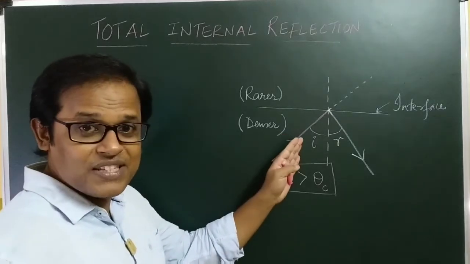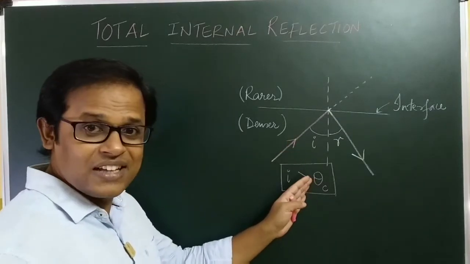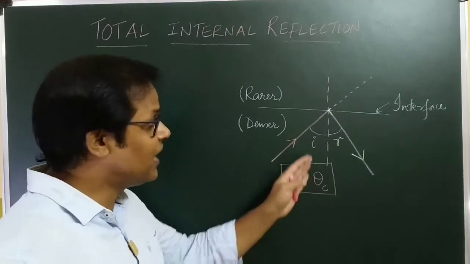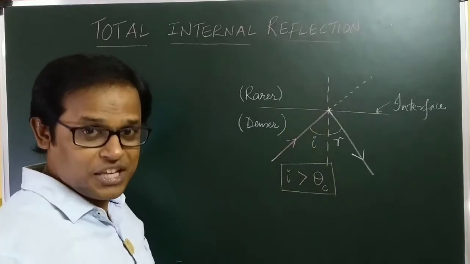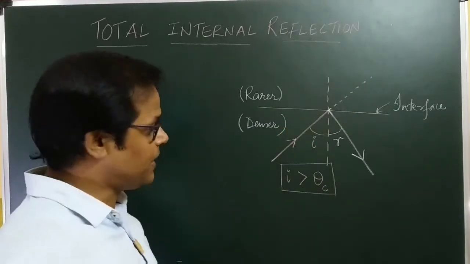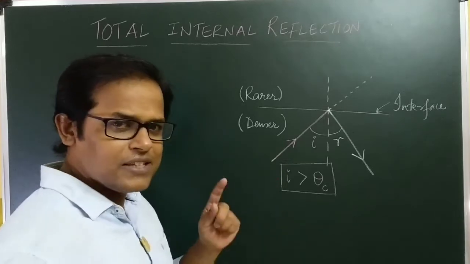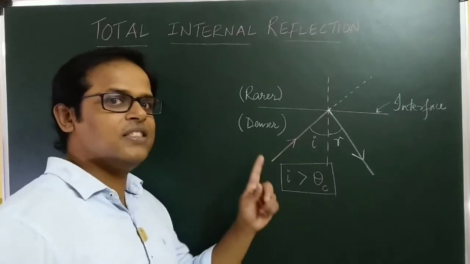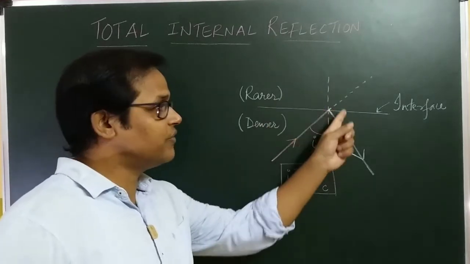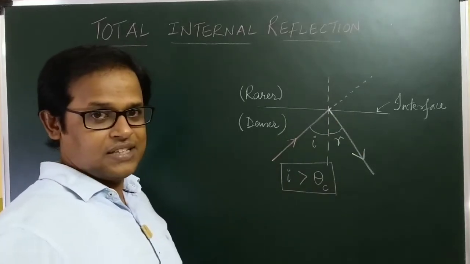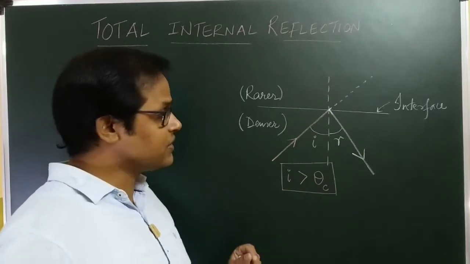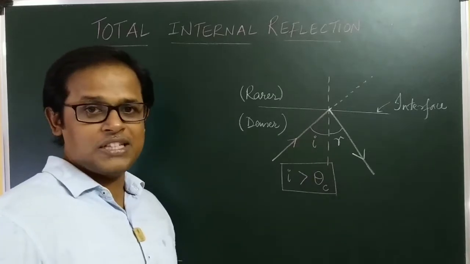If the angle of incidence had been lesser than the critical angle of incidence, then the ray of light would have been refracted into the rarer medium as we generally expect. If it had been exactly at the critical angle of incidence, then you would have found the angle of refraction created to be exactly 90 degrees. So if i is greater than theta C, then you find this phenomenon taking place.